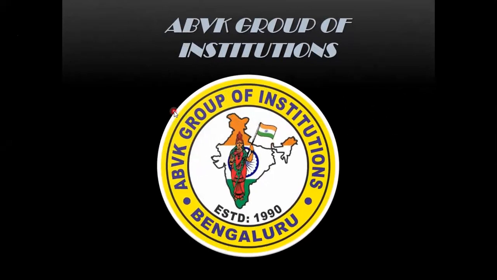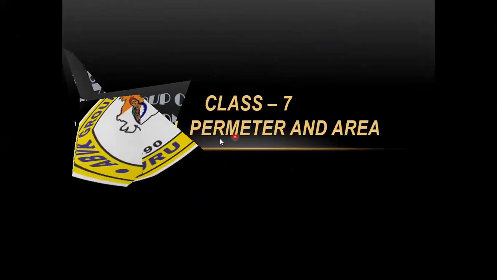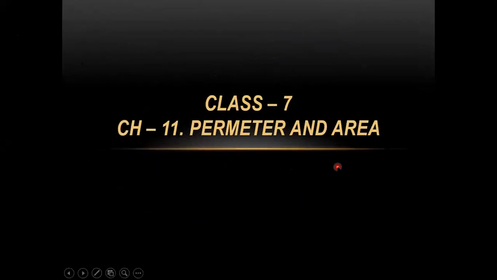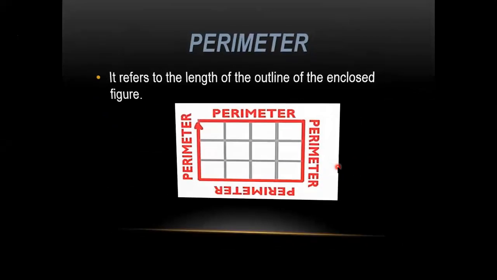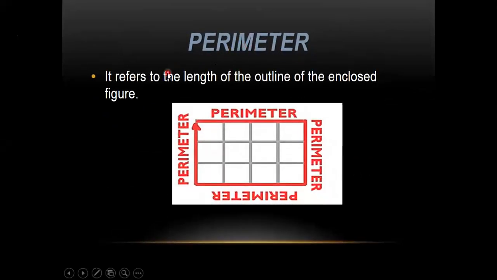Hello everyone. In today's class, we are going to learn about perimeter and area. What do you mean by perimeter? It refers to the length of the outline of the enclosed figure. Suppose this is a figure, this outline of the figure is called perimeter.